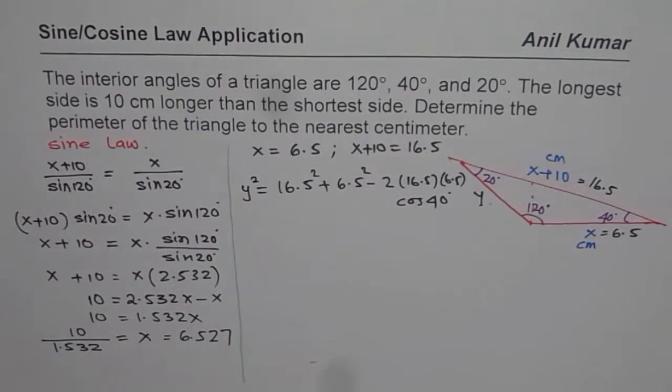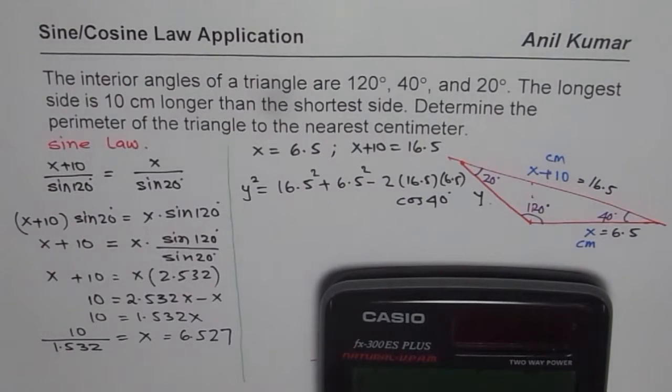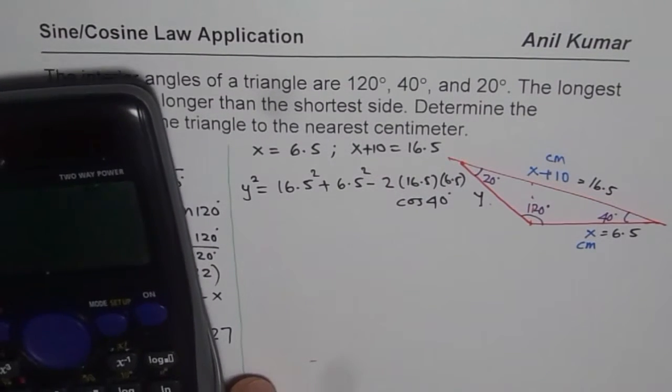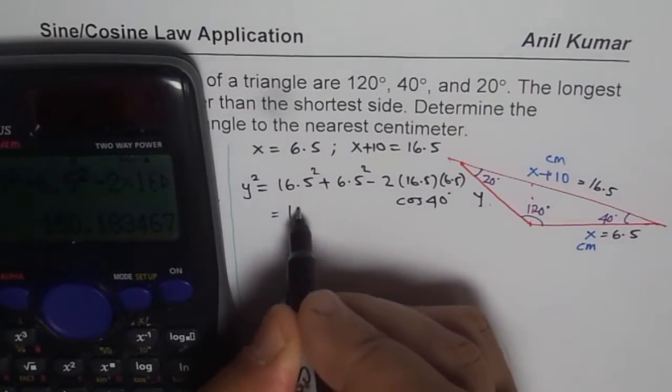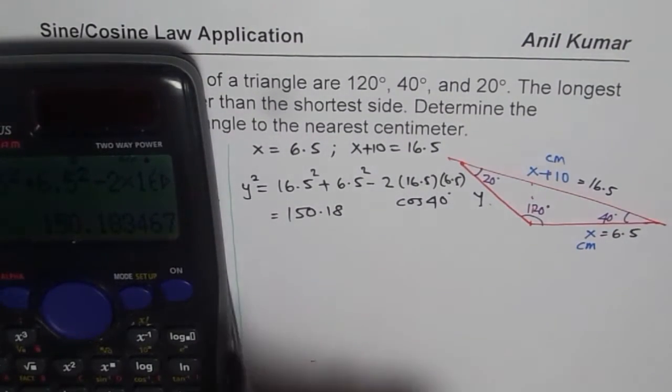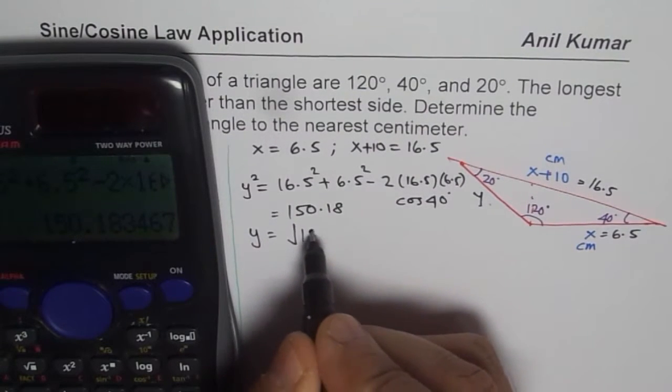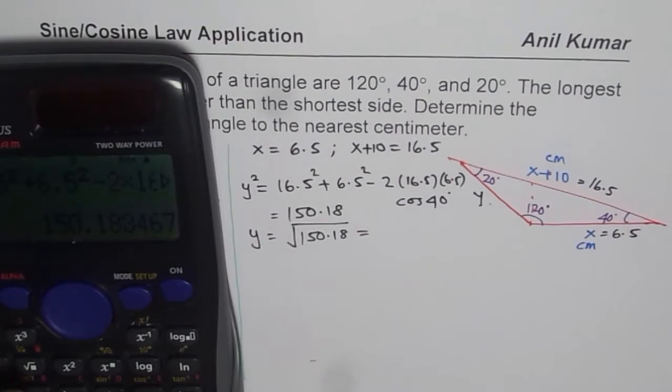So that gives you the square of y. That is cosine law. Now we can use one decimal place for the two sides to find the third, since we need the nearest centimeter as our answer. So one decimal place is good enough. So 16.5 squared plus 6.5 squared minus 2 times 16.5 times 6.5 times cos of 40 degrees gives us 150.18. So to find y, we should find the square root of 150.18. That gives us 12.25.